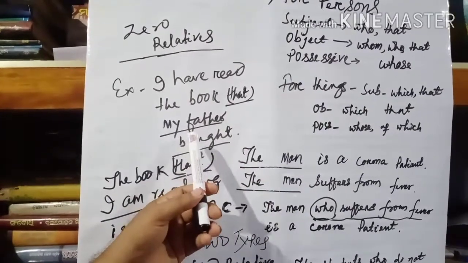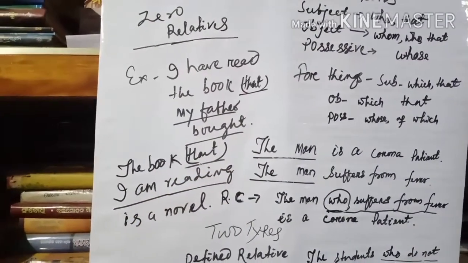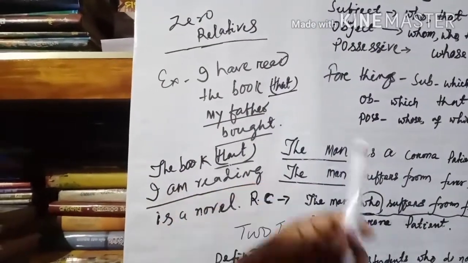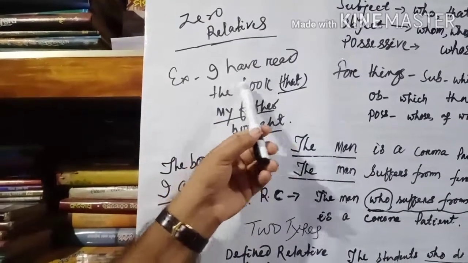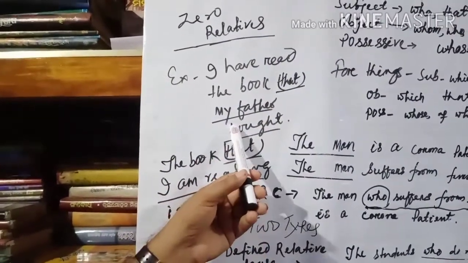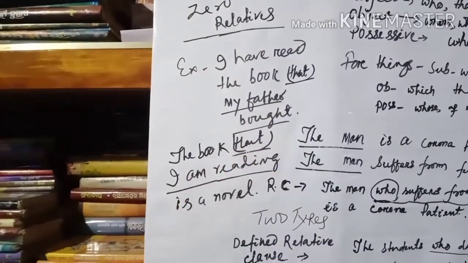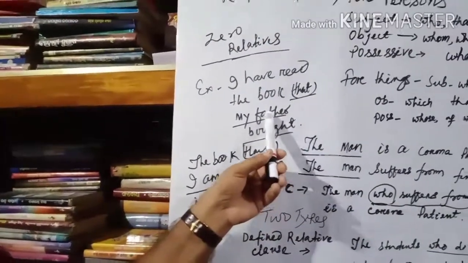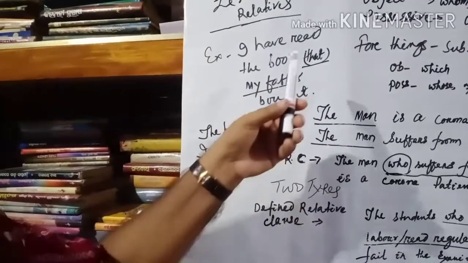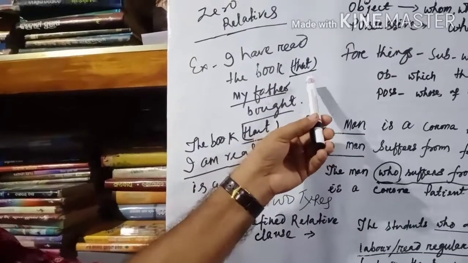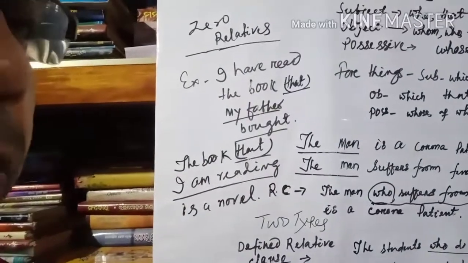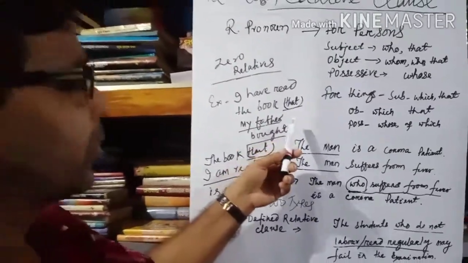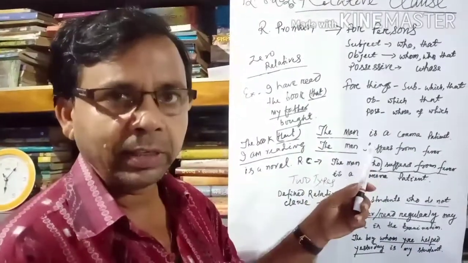And in case of the second sentence, if you separate the two sentences, I have read the book, that my father bought. In the first sentence, the book is the object. And in the second sentence, my father is the subject and that is the object. So in this sentence, the relative pronoun that can be dropped or contracted. This is the case of zero relatives.